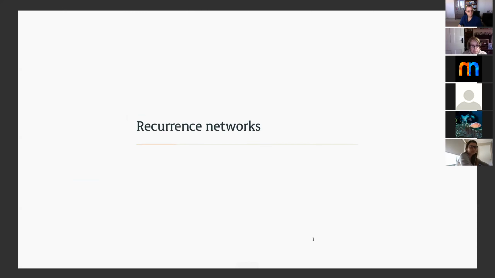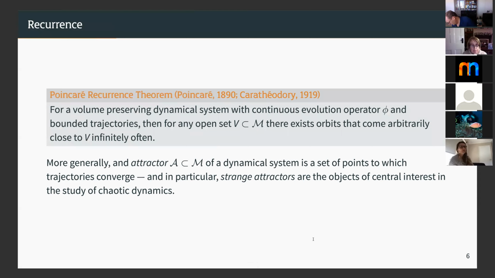So recurrence networks. This goes back even further. I'm now back to the 19th century. And all that we need to know about this is that recurrence is important. If you have a deterministic dynamical system, then you take a state in that system and it's going to come back to where it was before, arbitrarily close, infinitely often. And the point with recurrence quantification is that you look at those times when you come back arbitrarily close in the future, and you use those recurrences to quantify and describe the dynamics of the system.